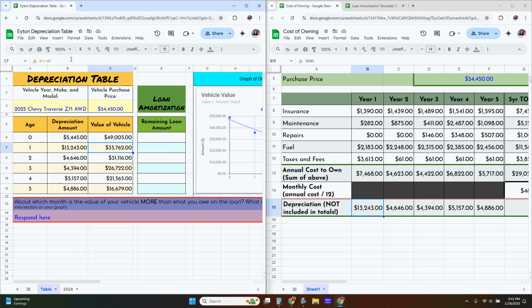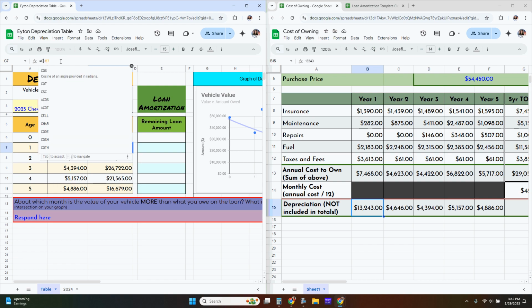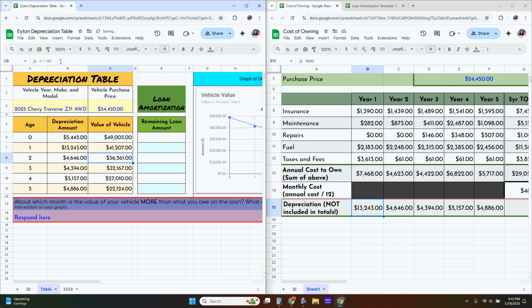Just double checking a formula here. I feel like this one is off just a little bit. C3. There we go. So I'll update those on yours. What I'm doing now, you don't need to do. I just had to fix something on mine.